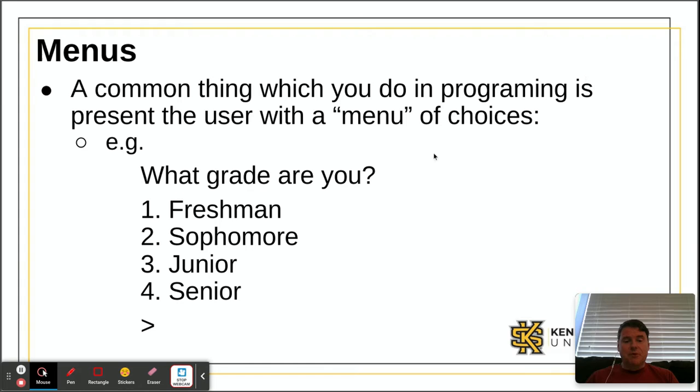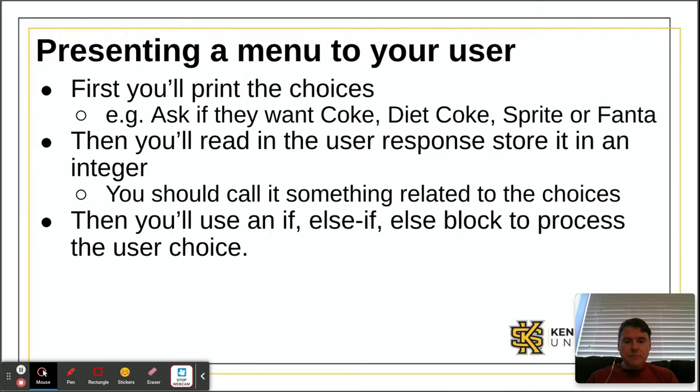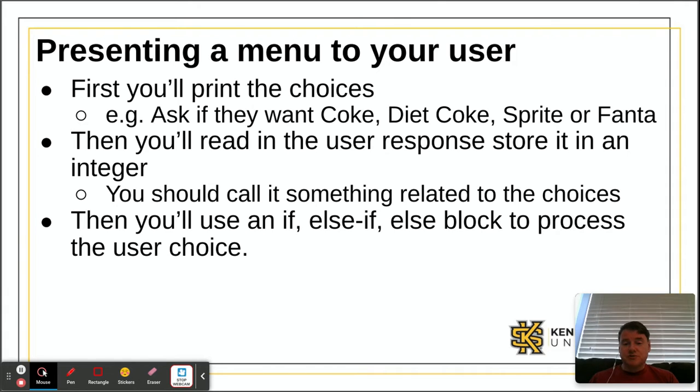And so, like in this example, we're asking, what grade are you? And their choices are freshman, sophomore, junior, senior. And they're just typing in 1 for freshman, 2 for sophomore, 3 for junior, etc. All right, so the way that this will generally work is, first you'll have to print out all of the different options that you want the user to choose from. So you're going to have a bunch of print statements, and then you're going to read the user's response in and store it in an integer. You should call that variable something that's related to the choices. So if you're asking about grade, it should probably be grade number or something like that. And then usually you'll have an if-else-if block to process the user's choice.